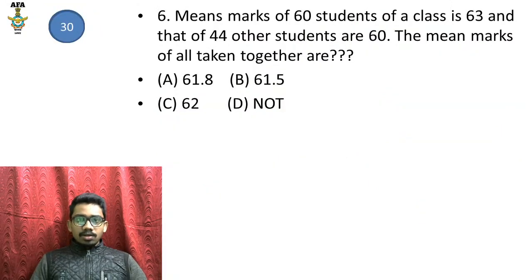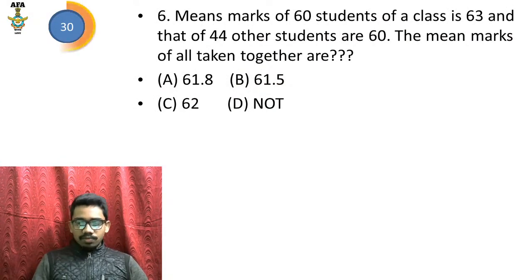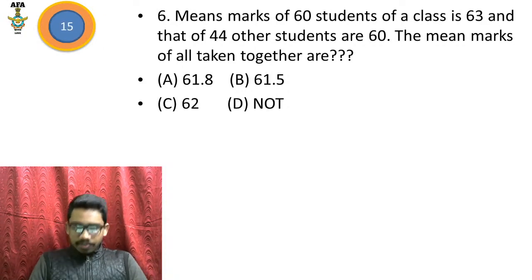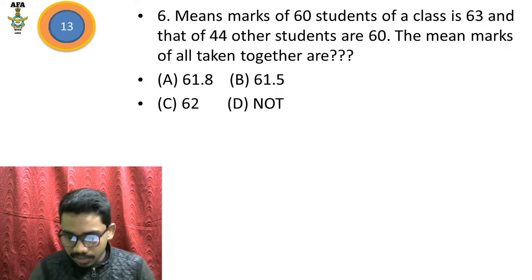Okay. So try to solve question number 6. What should be the correct answer? Be very quick. Mean marks of 60 students of a class is 63, and that of 44 other students is 60. The mean marks of all taken together are how much? Be very quick. What should be the correct answer?